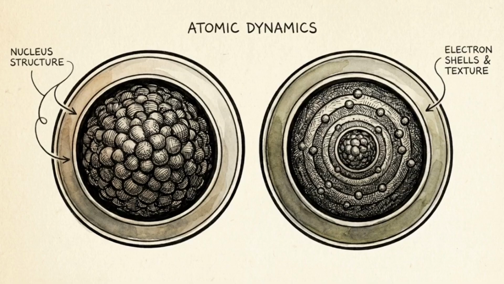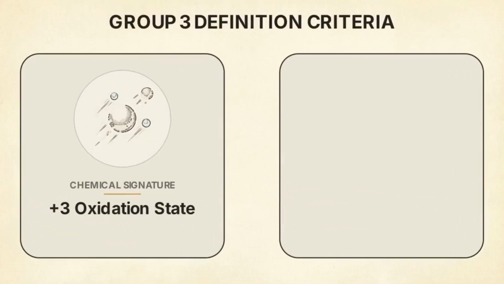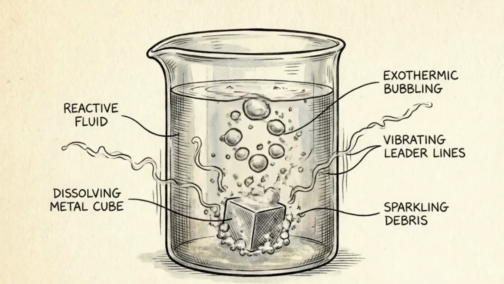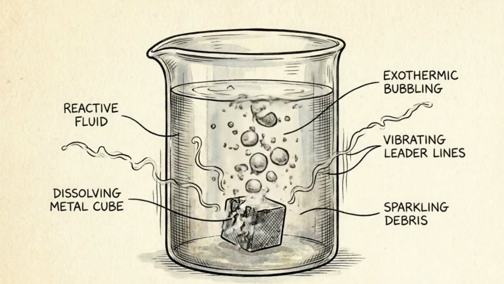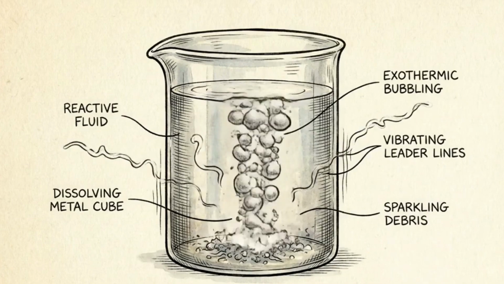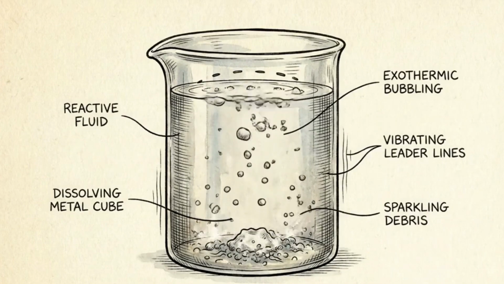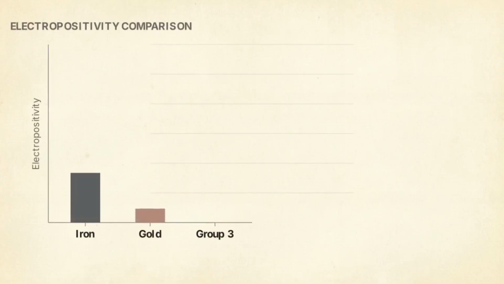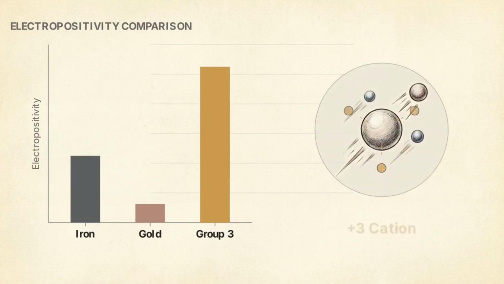To prove that lutetium and lawrencium belong in these exact positions, we examine two primary mechanisms: the uniformity of their +3 oxidation states and the phenomenon known as the lanthanide contraction. Understanding the shape of the periodic table requires looking past legacy diagrams to observe how these elements interact in a reactive environment. Compared to heavier transition metals like iron or gold, Group 3 metals are highly electropositive. They readily surrender their outer electrons.